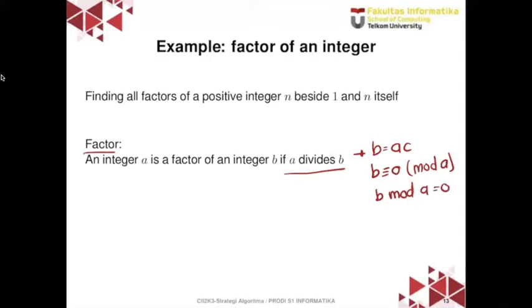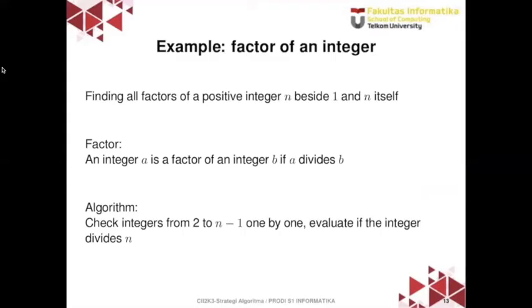So how can we find a factor of an integer b, or of an integer n? The input is n. Of course, we just need to check one by one from 2 to n minus 1 if there is an integer that divides n. If so, then we write the value.